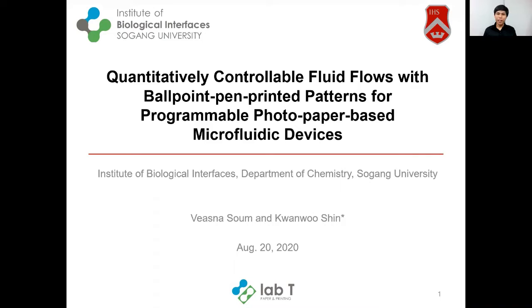Today I'm very happy to give a presentation about my research topic. My research topic is quantitatively controlled fluidic flow with ballpoint pen printed pattern for programmable photo paper based microfluidic device.